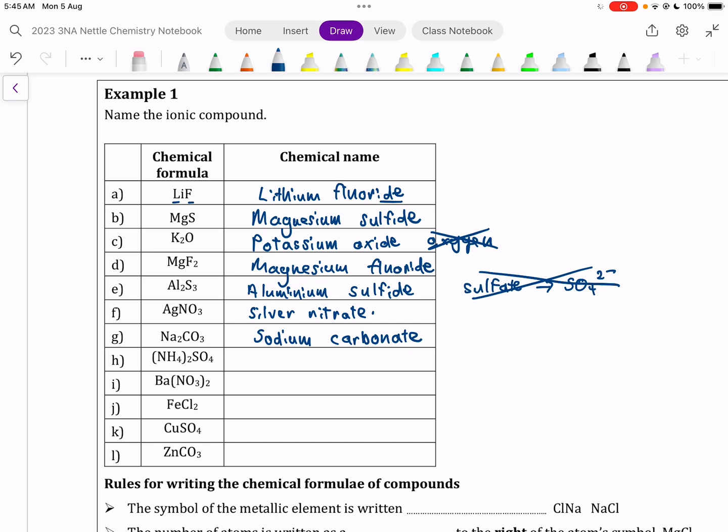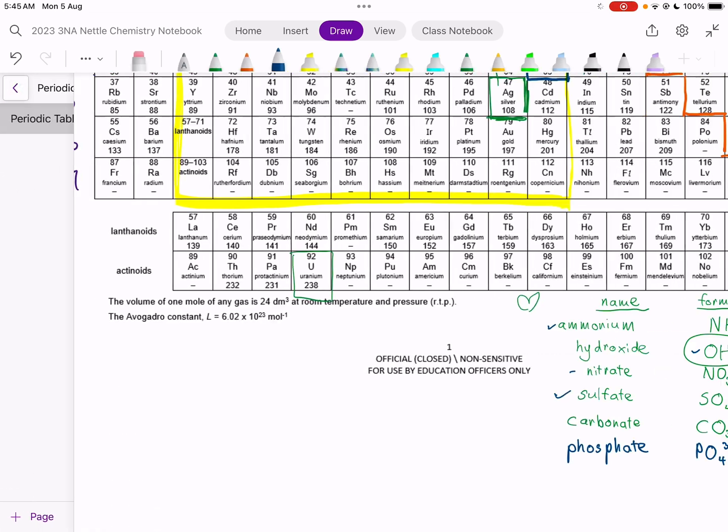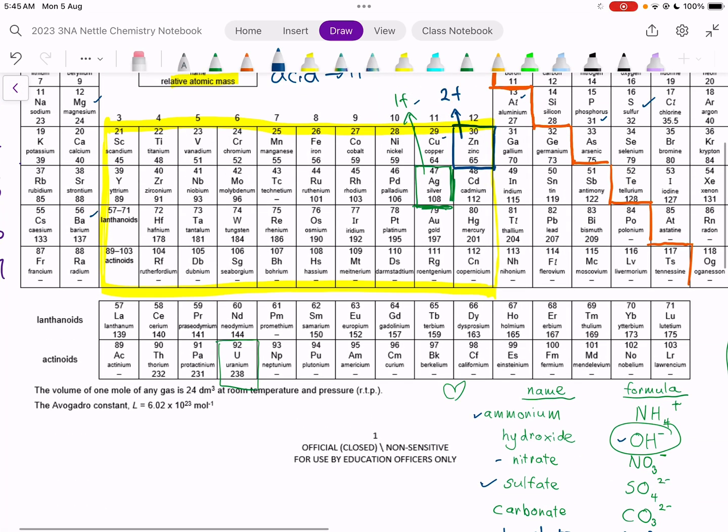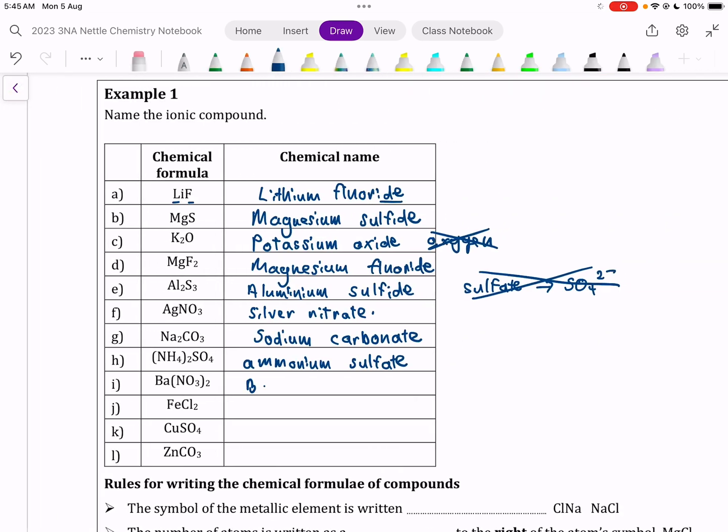Okay, so this will be your ammonium sulfate. Alright, then you have Ba. Ba is in group 2. Look it up, it should be here. Proton number 56. So that is your barium nitrate. Next one is iron chloride, but that's not the N.